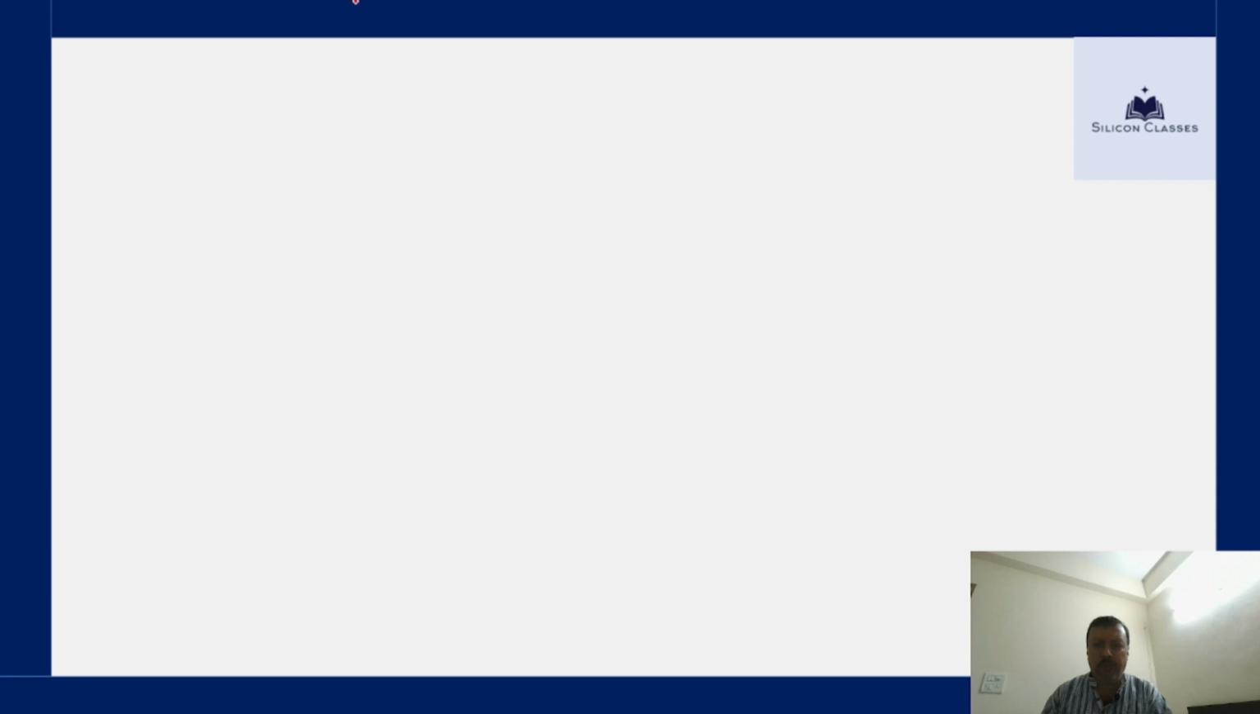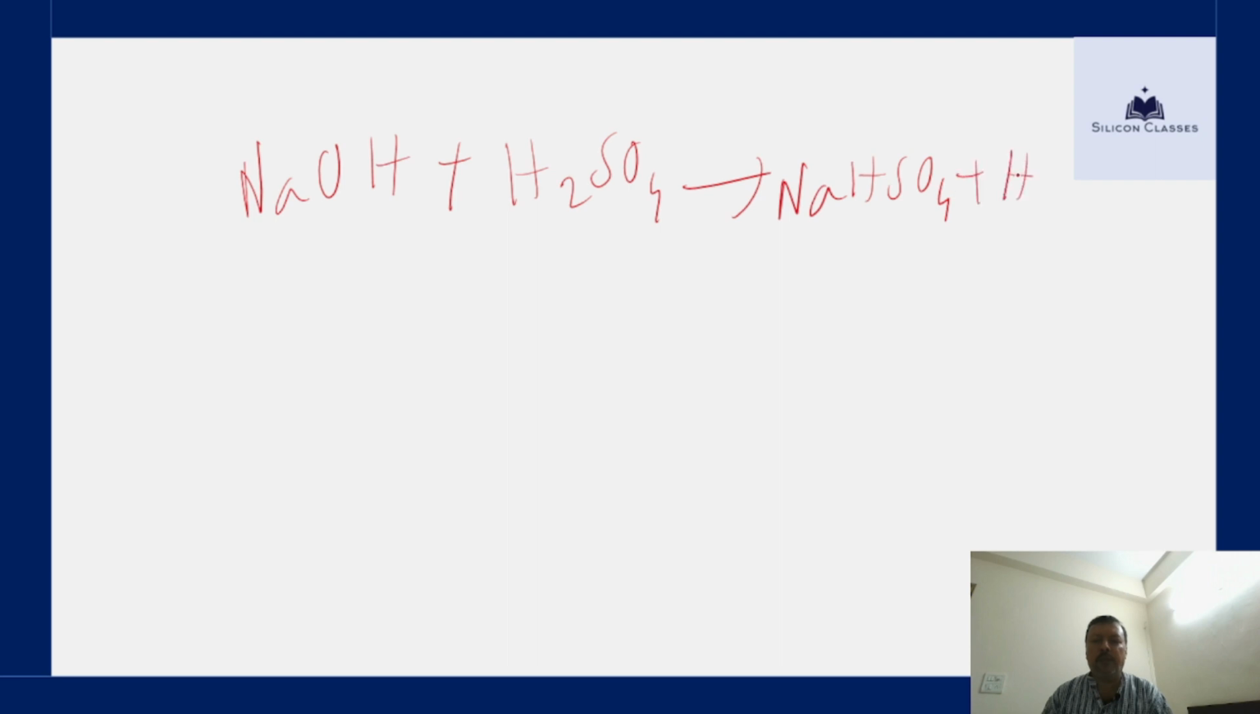How is salt formed? Suppose NaOH, which is the base, reacts with sulfuric acid, that is an acid, to form NaHSO4 plus water.